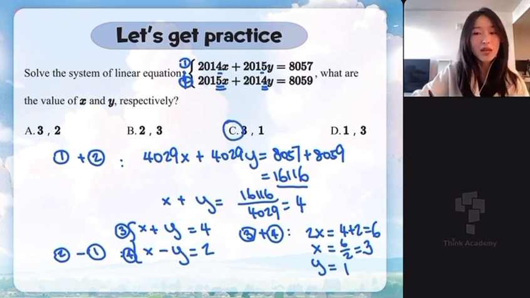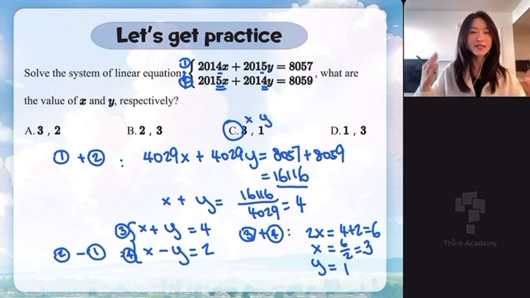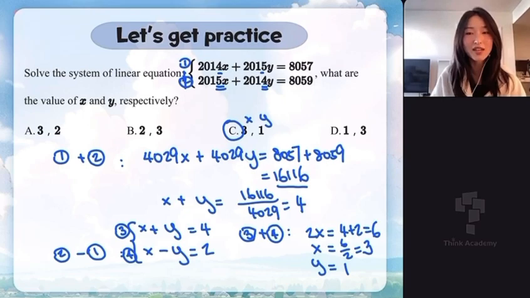All right, so now we can arrive at our answer choice, which is C, x equals to 3 and y equals to 1. All right, that's it for this question over here.